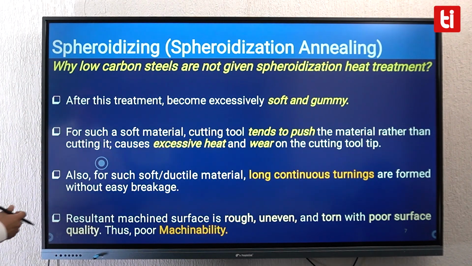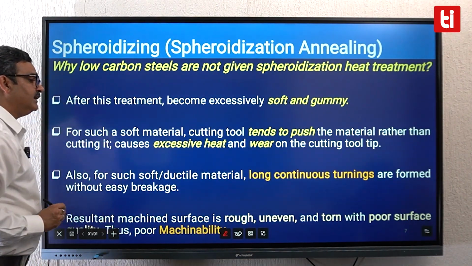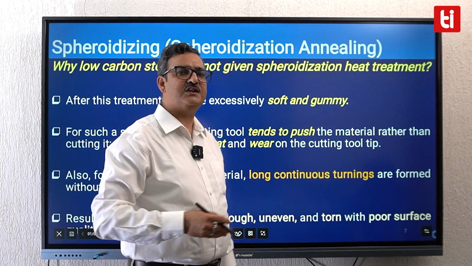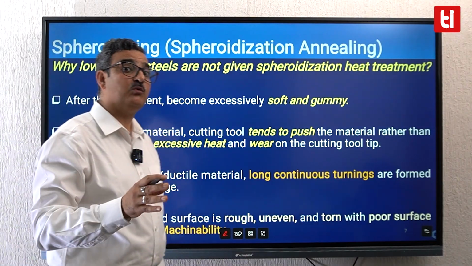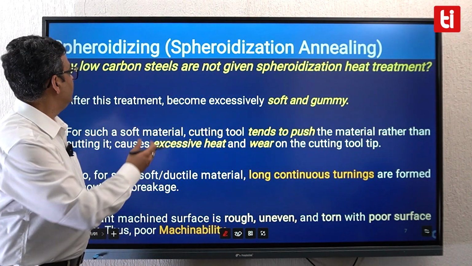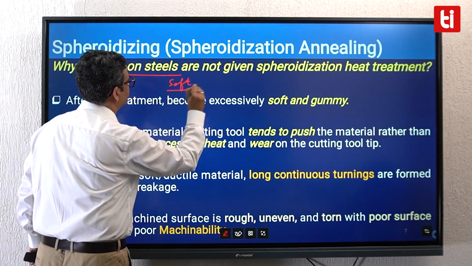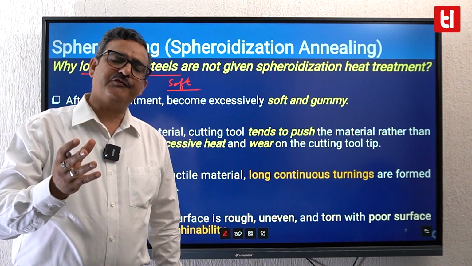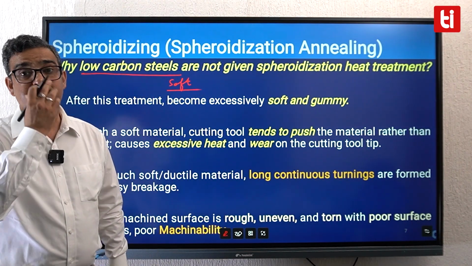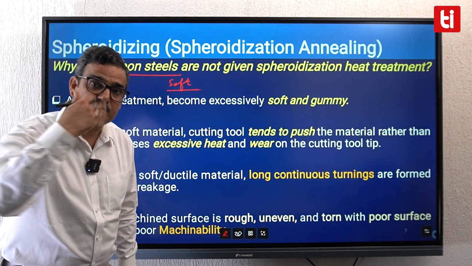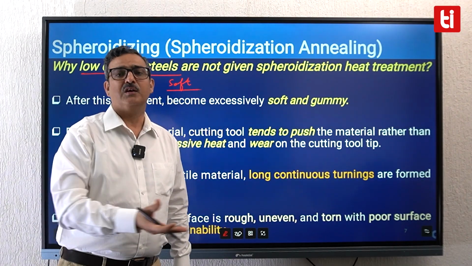Then somebody can ask you why low carbon steels cannot be given spheroidization annealing. See, spheroidization annealing brings about a change in the microstructure, and that microstructure essentially brings down the hardness of the steel. So low carbon steels, students, are already very, very soft because of the low carbon amount in them. And now if you give them spheroidization annealing treatment, this globular type of microstructure that would come in these steels would make them still softer. So they'll hardly have any hardness in them when you bring them on the machining table.